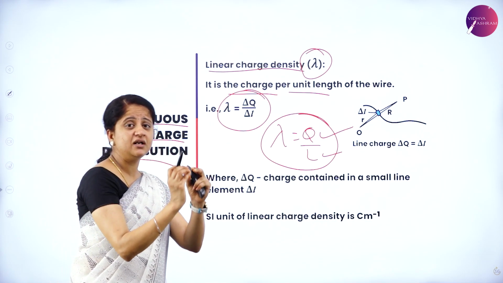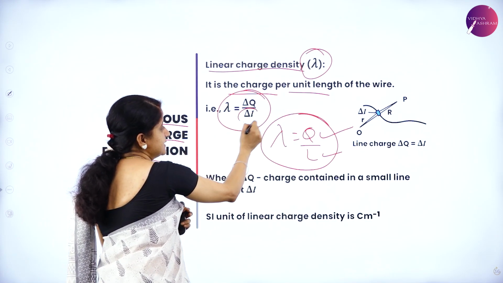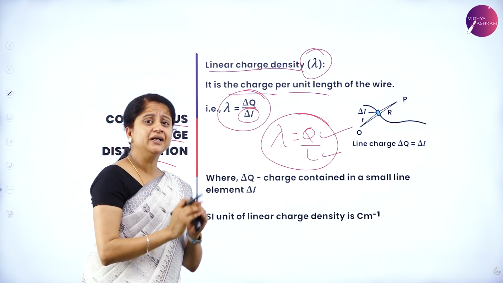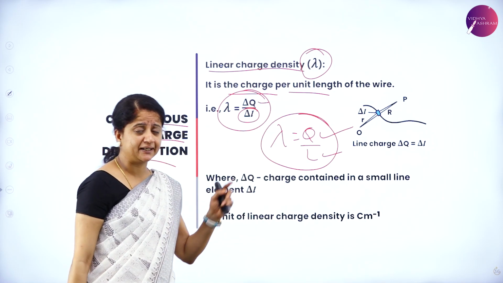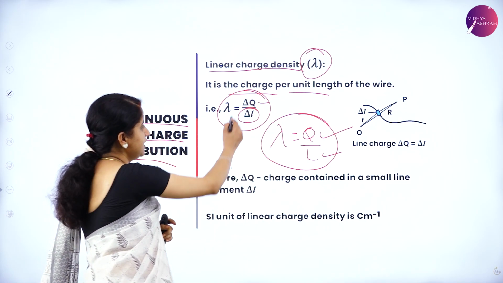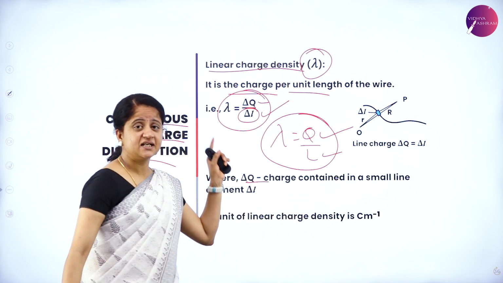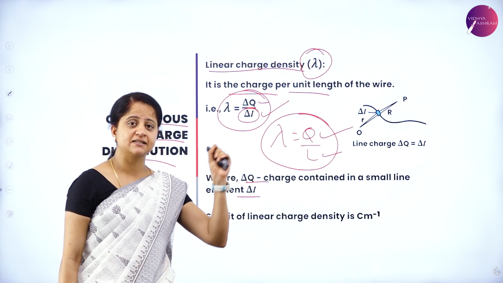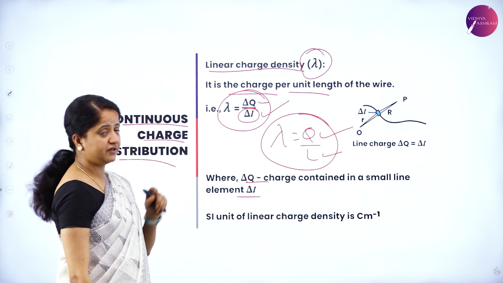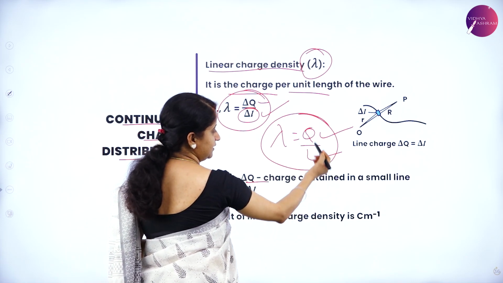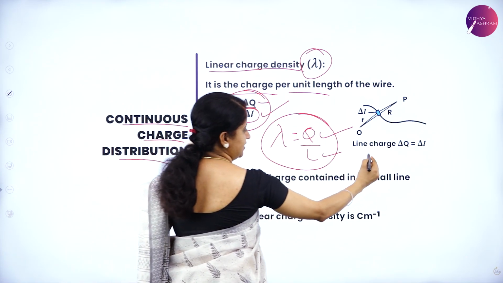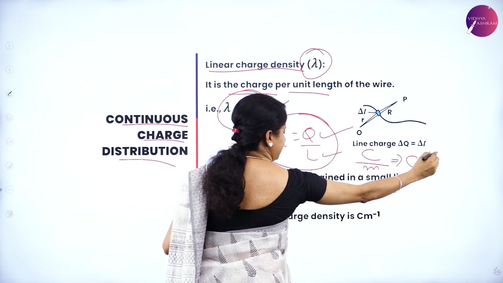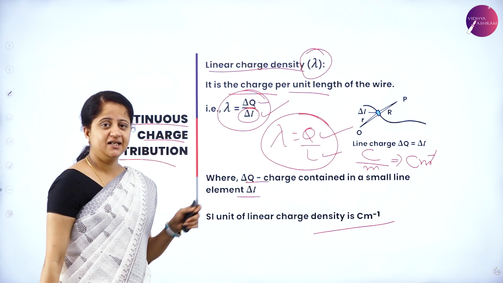When you consider a small unit length, that is delta L, then it is the amount of charge on that length of the wire, that is delta Q divided by delta L. Both the expressions are right. So here from this expression, delta Q is the charge contained in a small line segment or small line element, that is delta L. So the SI unit of linear charge density: you can see here I have the terms Q and L. So what is the SI unit of charge? That is coulomb, and length is meter. So we can write it as coulomb per meter, that is the SI unit for linear charge density.